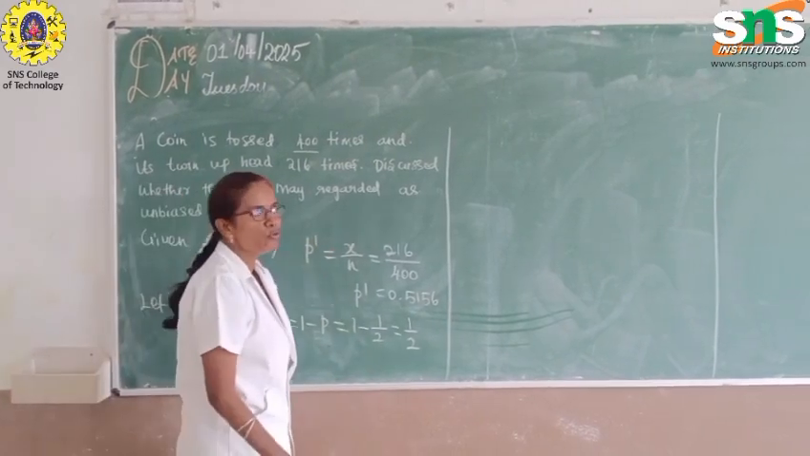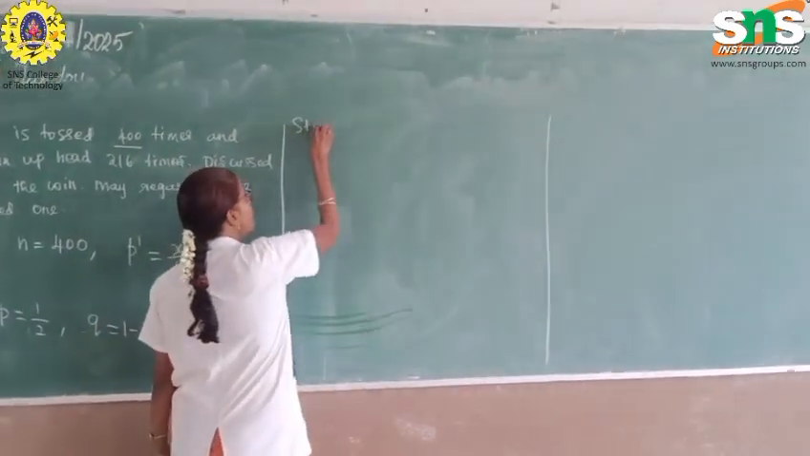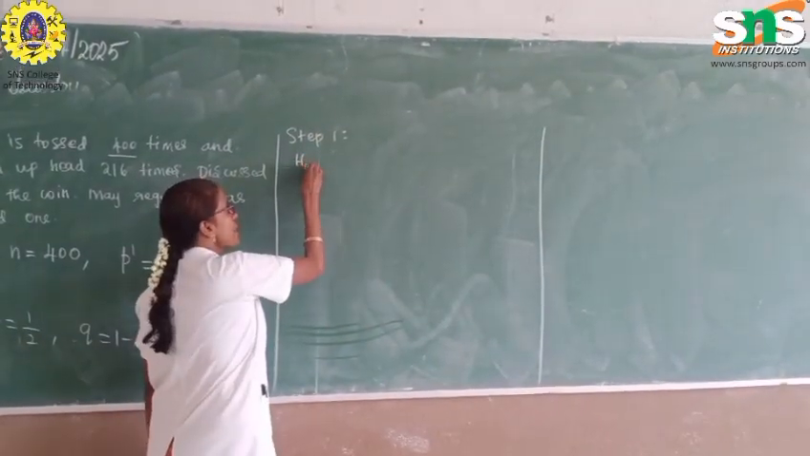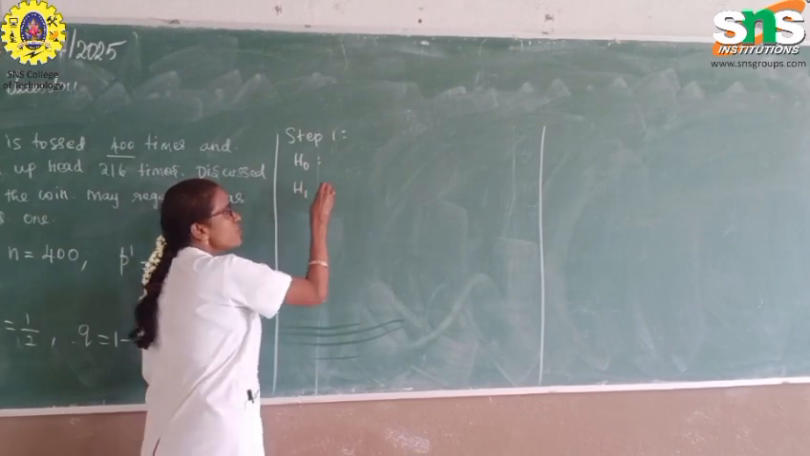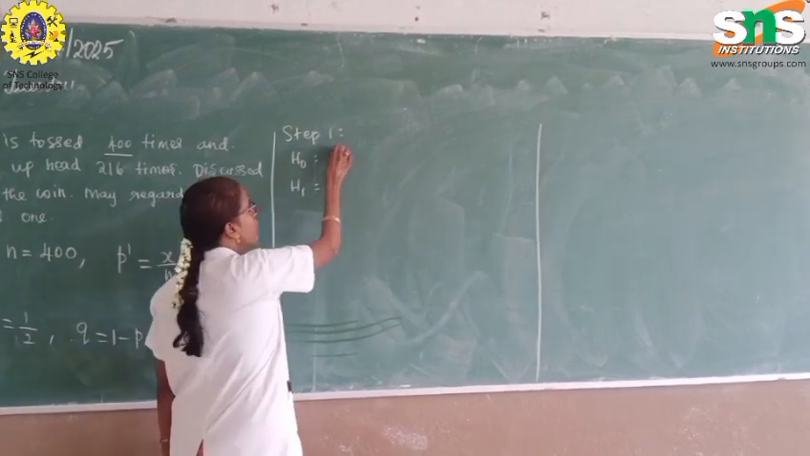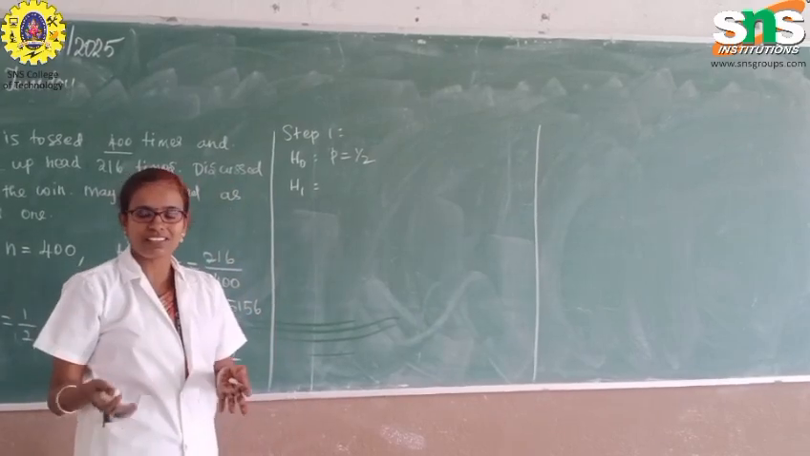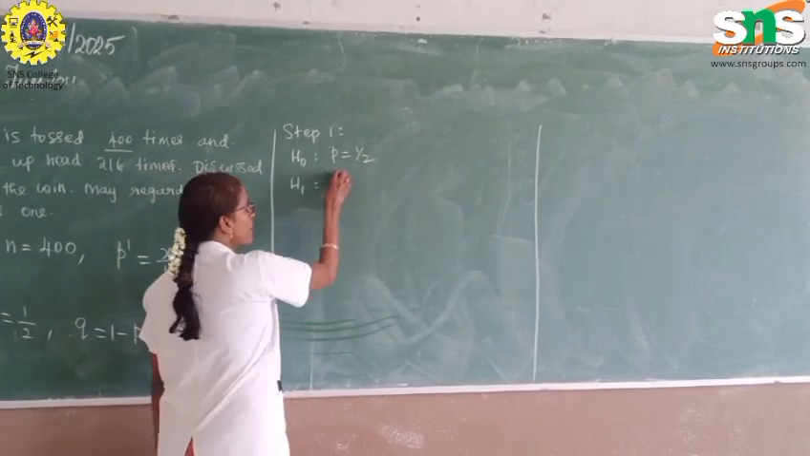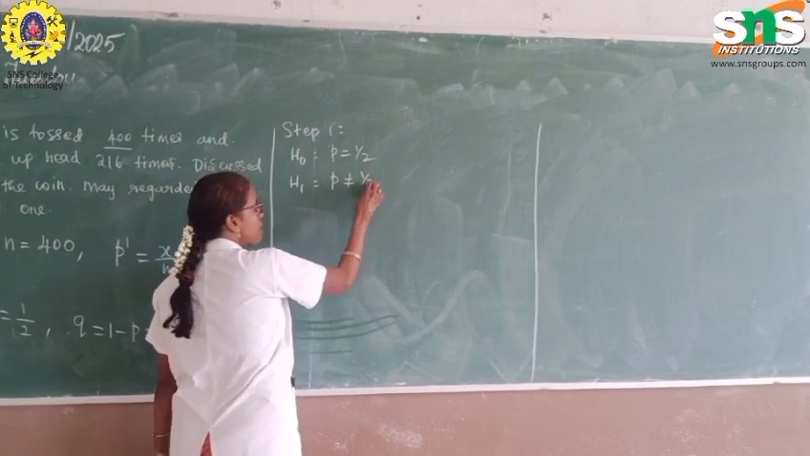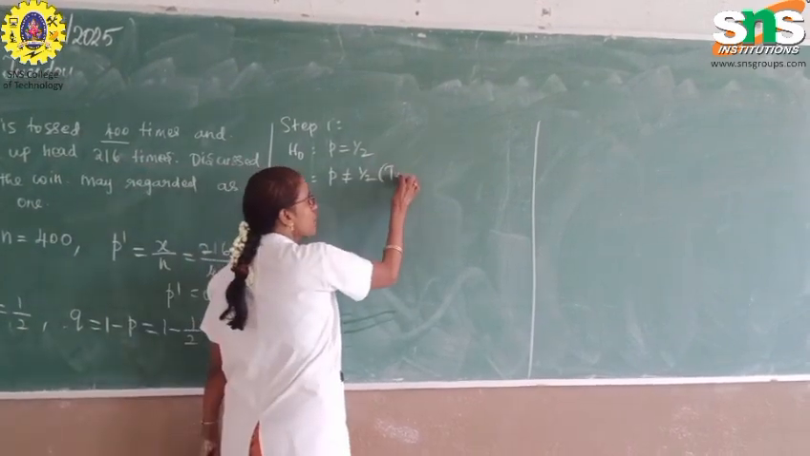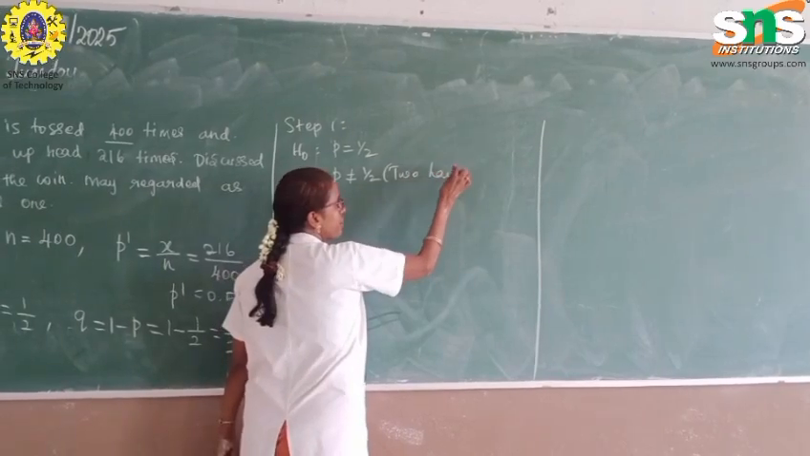Now we are going to move on to the steps. Step number 1 is we need to make the hypothesis, H0 and H1. H0 is P equal to 1 by 2, that is, we are taking the coin as unbiased. H1 is biased, which means P is not equal to 1 by 2, and it is two-tailed because we don't have any condition.